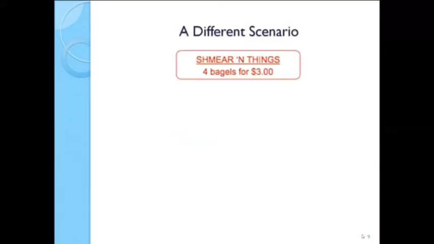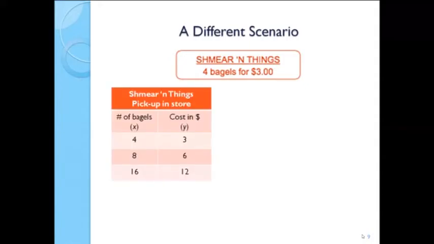Finally, let's shake things up in Bagel Land. Here's the original table for Schmear. Notice that if we double the number of bagels, the cost doubles. Halve the number of bagels, the cost halves. This represents a proportional relationship. And the associated equation is in the form y equals mx.